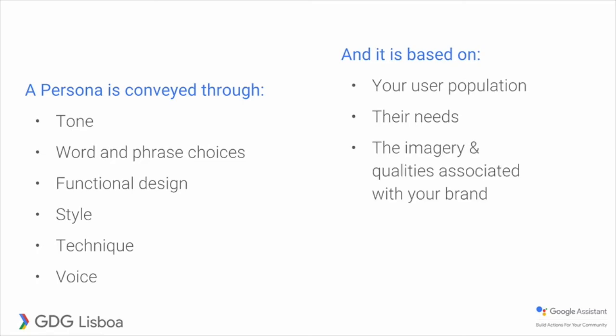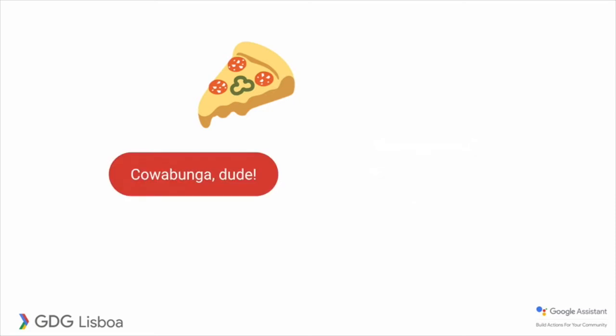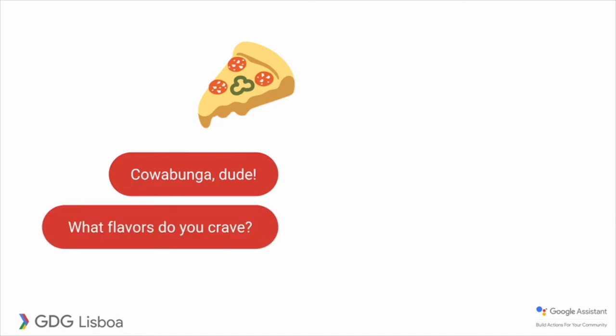Your branding, your images. So let's think about a pizza place. So you want to have a pizza place app, right? So someone's going to order pizza. So imagine create that persona in you, and then you start your app and you're going to say, "Cowabunga, dude." Maybe that will scare a few people, right? Or what are you craving?